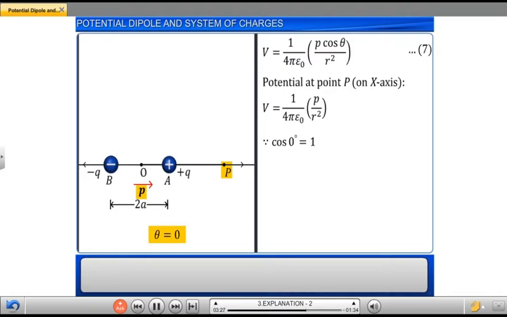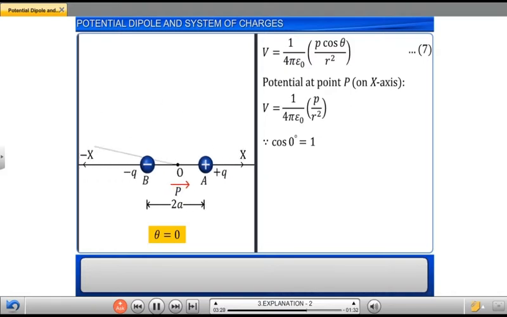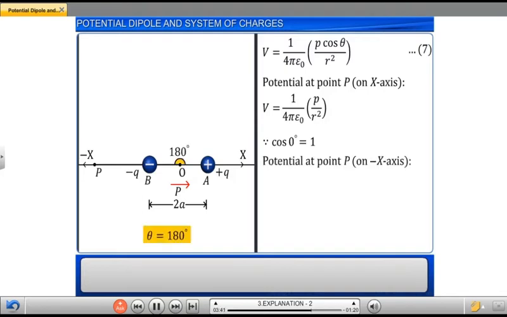If point P is on the negative x-axis, then the angle between the position vector of P and the dipole moment of the dipole is 180 degrees. The potential at P due to the dipole is V = −1/(4πε₀) × p/r², as the cosine of 180 degrees is minus 1.